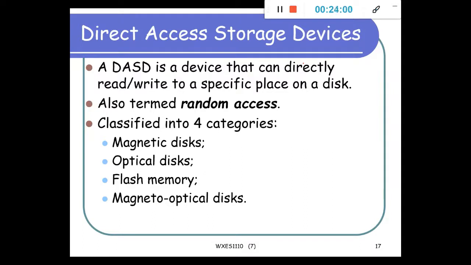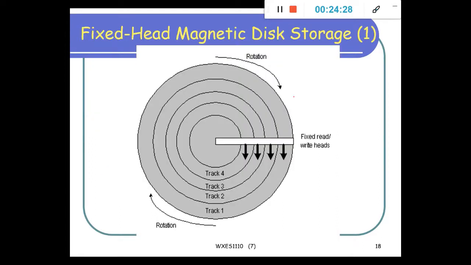Now we go to the direct access storage devices. A direct access storage device is a device that can directly read and write to a specific place on the disk, also termed random access. It is classified into four categories: magnetic disk, optical disk, flash memory, and magneto-optical disk. We're going to see magnetic and optical disks in detail.